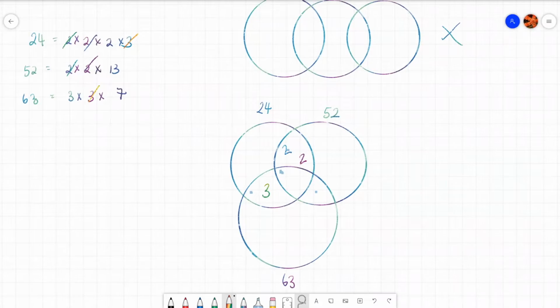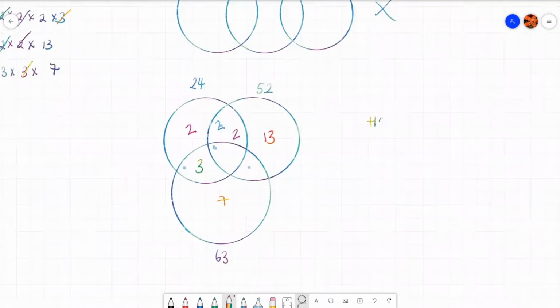Starting from the middle, then going outwards when you have three things in your Venn diagram or 3 circles, okay? So the numbers left over: 24 now has 2, 52 has 13, and 63 has 7. Highest common factor, you times the middle. Don't get confused. It's not the middle like this middle, this middle, this middle. It's just this one here.